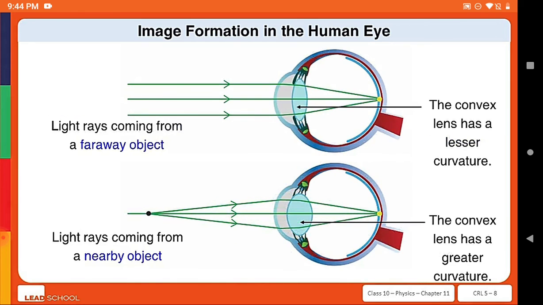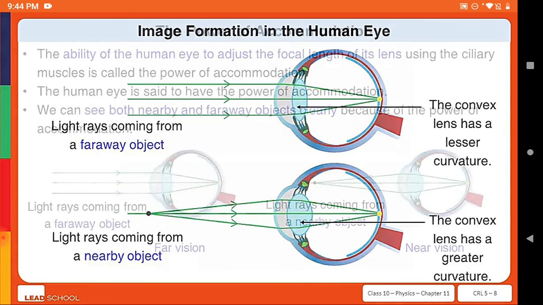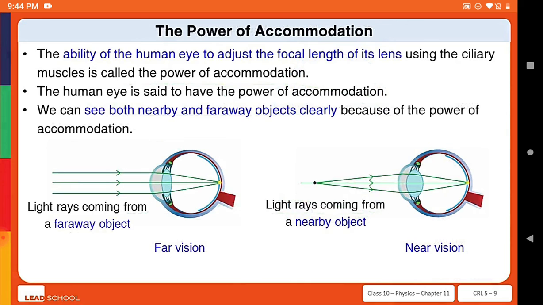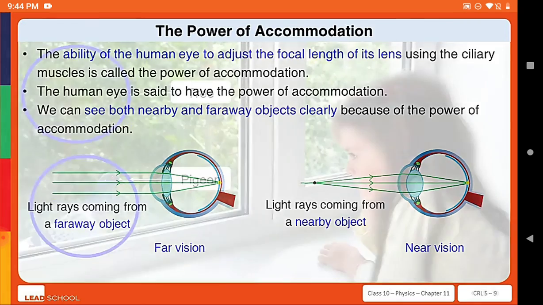We can compare the curvature of the lens in the two cases. For image formation of a faraway object, the lens has a lesser curvature, and for a nearby object, the lens has a greater curvature. As the curvature of the lens changes, its focal length also changes. The ability of the human eye to adjust the focal length of its lens using the ciliary muscles is called the power of accommodation. We can see both nearby and faraway objects clearly because of the power of accommodation.